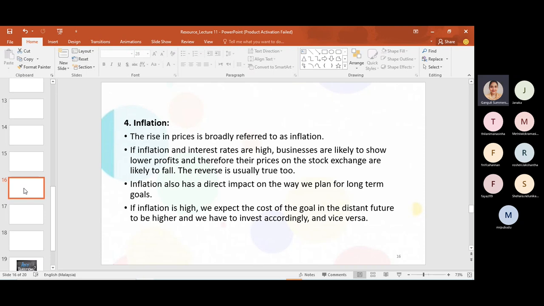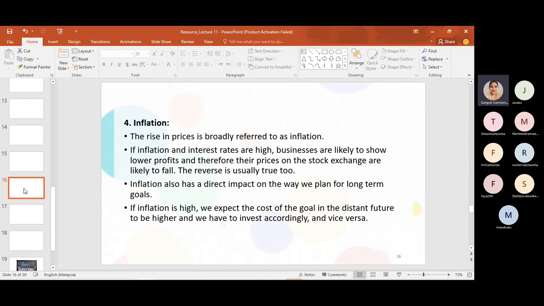When inflation is high, the interest rates are also high. When inflation and interest rates are high, businesses will usually show lower profits. And vice versa: when inflation and interest rates are low, businesses will usually show higher profits. Inflation and interest rates high, lower profits. Inflation and interest rates low, higher profits.